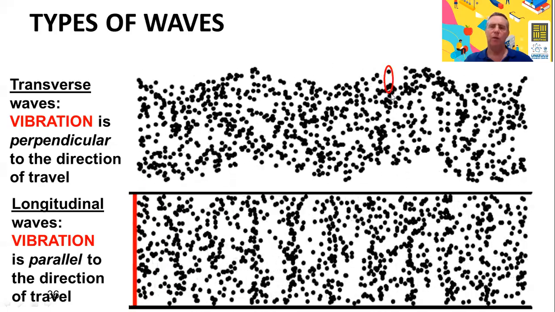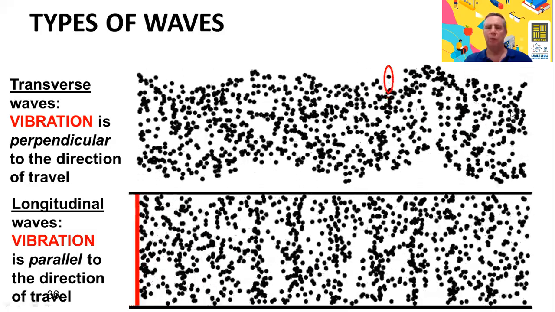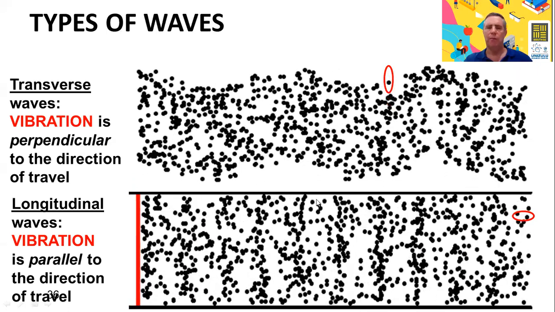Look at the dot in the red oval, and you can see that it and every other dot is only going up and down, but the wave appears to be moving from left to right. That's a transverse wave. Looking at the longitudinal wave, if we focus on one dot here in the red circle, again, you can see it is only going forwards and backwards, and yet the wave appears to travel from left to right.